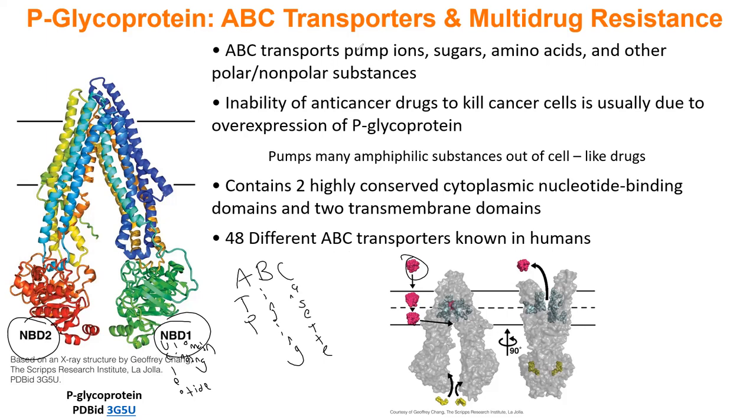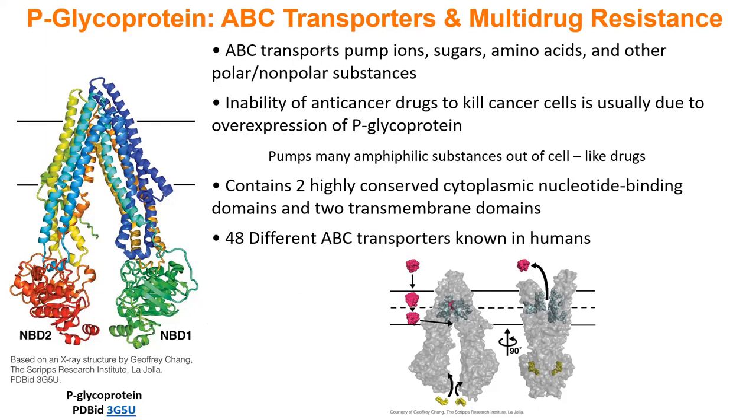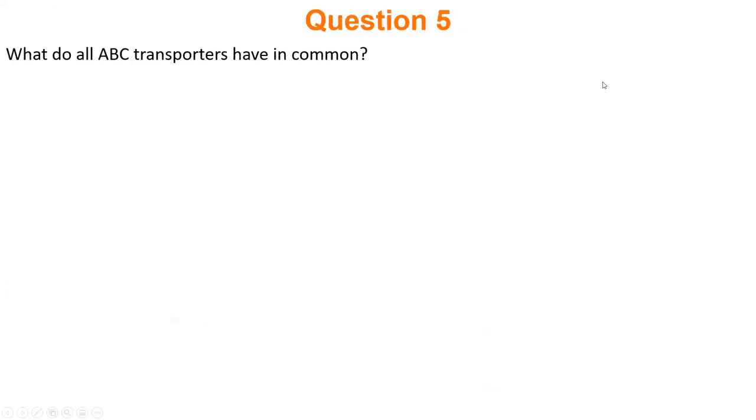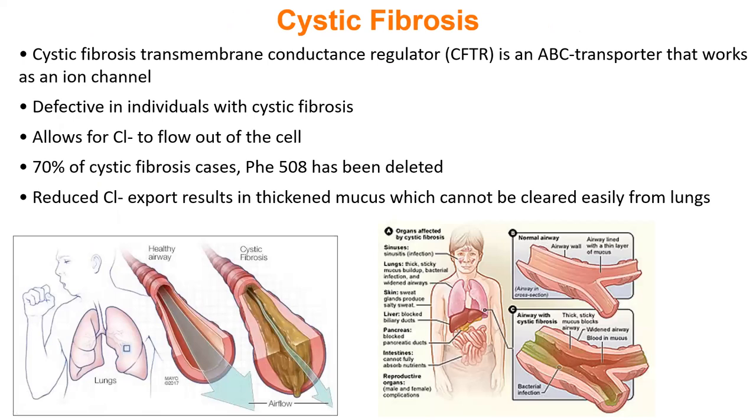Humans, we know of 48 different ABC transporters, and there's one important one when it comes to disease. And question five, what do all ABC transporters have in common? Again, this is a good review question when going back, but they can all bind ATP. It's in the name, ATP binding cassette. They bind nucleotides. But one type of ABC transporter that's important when it comes to disease is the cystic fibrosis transmembrane conductance regulator, or CFTR.